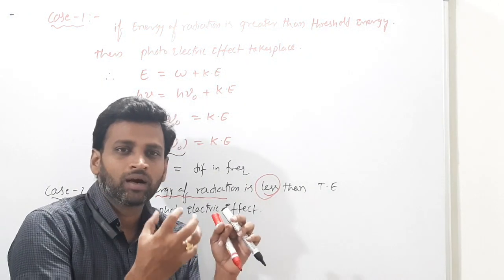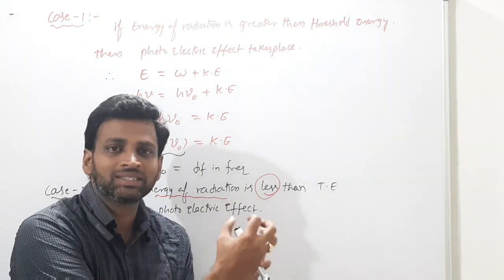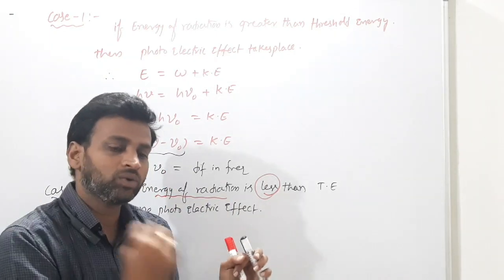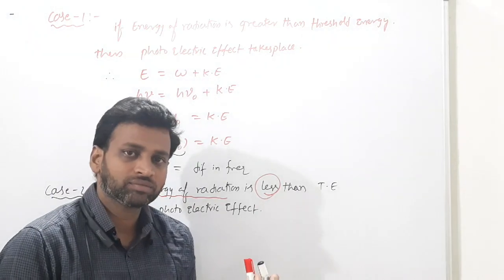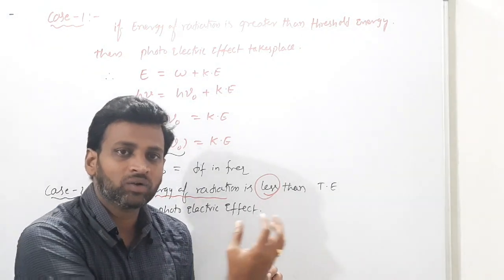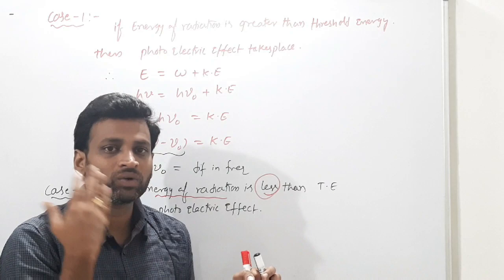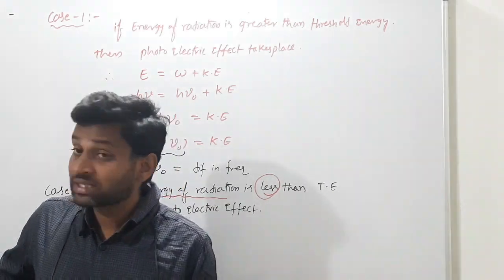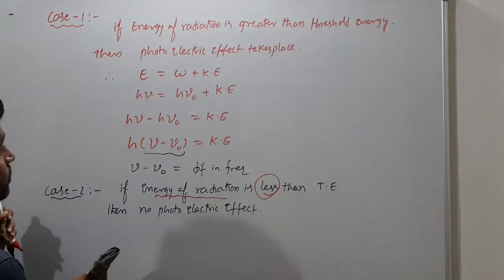Understanding, sir? 5 calories of energy is required to eject an electron, to overcome the attractive forces, but you are sending 4 calories of energy. Total energy required to overcome the attraction is 5, but you are sending 4 calories. Will the electron eject? No way. So that is the second case. So you have 2 cases.